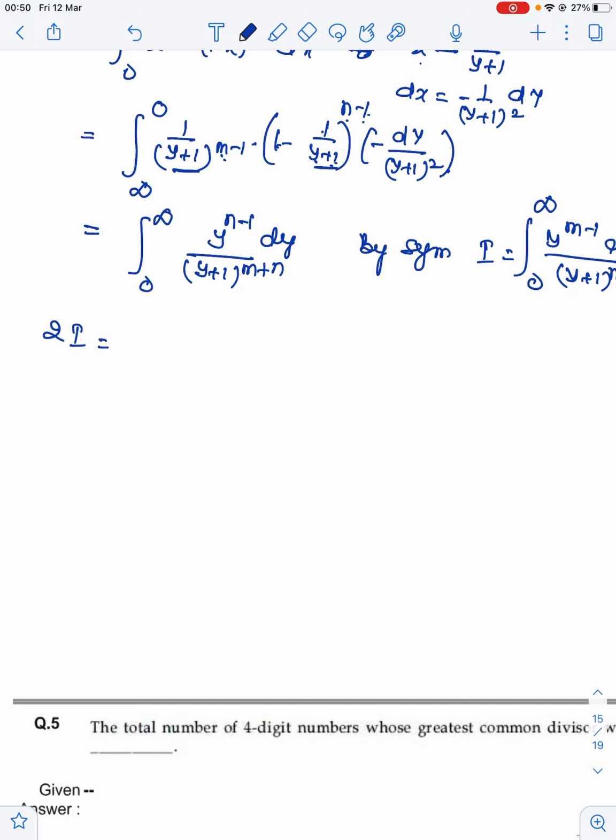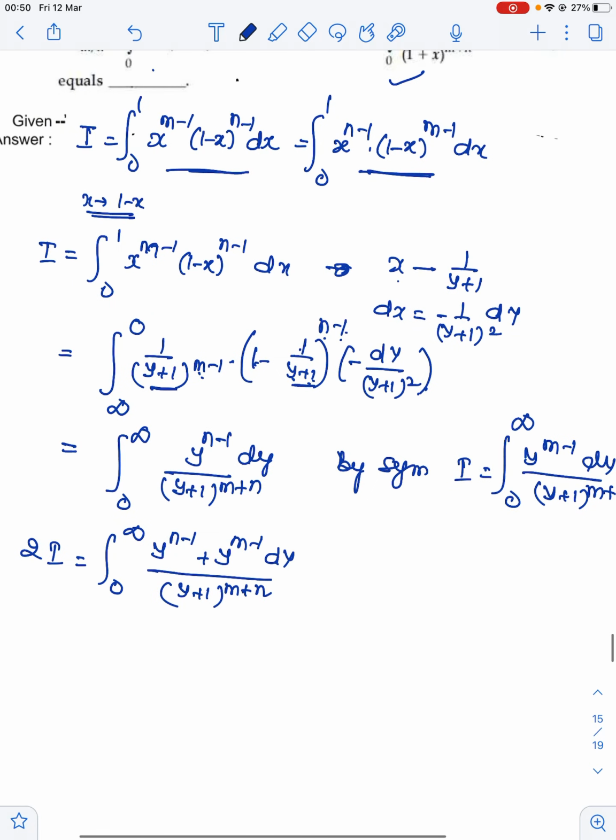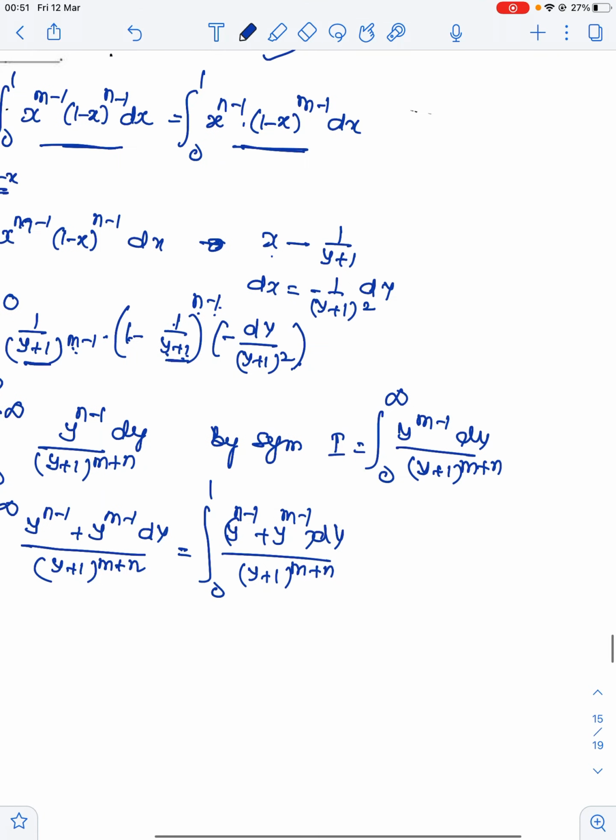So here if I add both, 2I is equal to the integral from 0 to infinity of (y to the power n minus 1 plus y to the power m minus 1) dy by (y plus 1) to the power m plus n. Correct. Now because we have to convert in terms of this value which is 0 to 1 only, and this is given 0 to infinity, let us break it into two intervals. One is 0 to 1, (y to the power n minus 1 plus y to the power m minus 1) by (y plus 1) to the power m plus n.